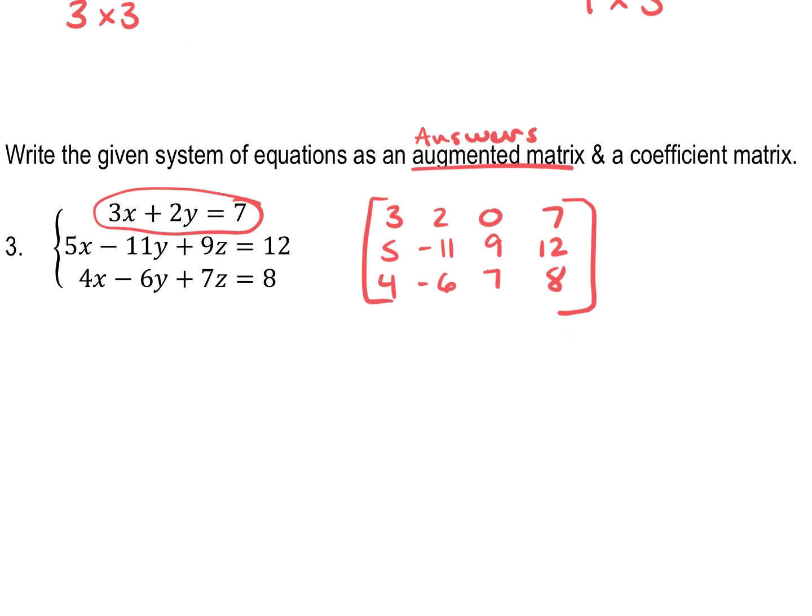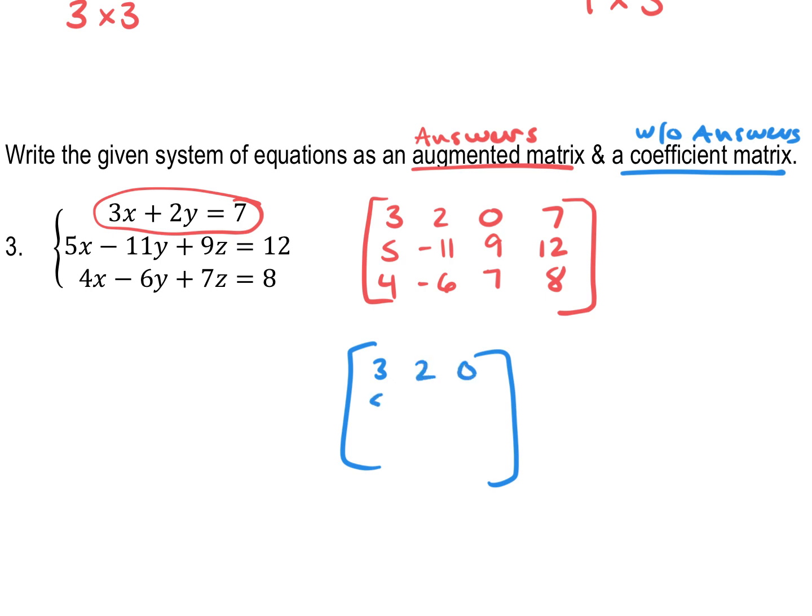Coefficient matrix is everything except the answers, so without answers. So we include everything from the first one except the answers. So our first row would be 3, 2, 0. Second row, 5, negative 11, 9. And third row, 4, negative 6, 7. Any questions here?